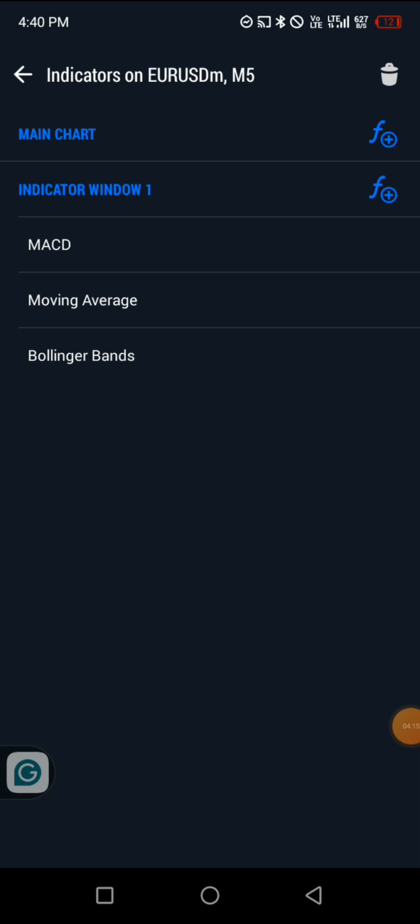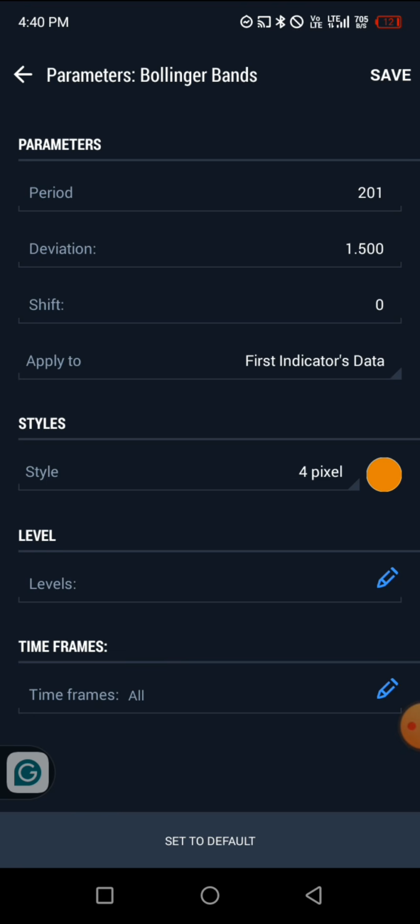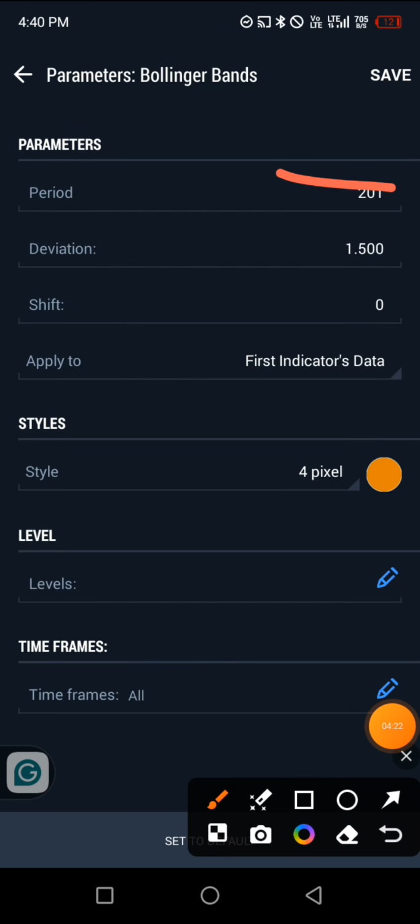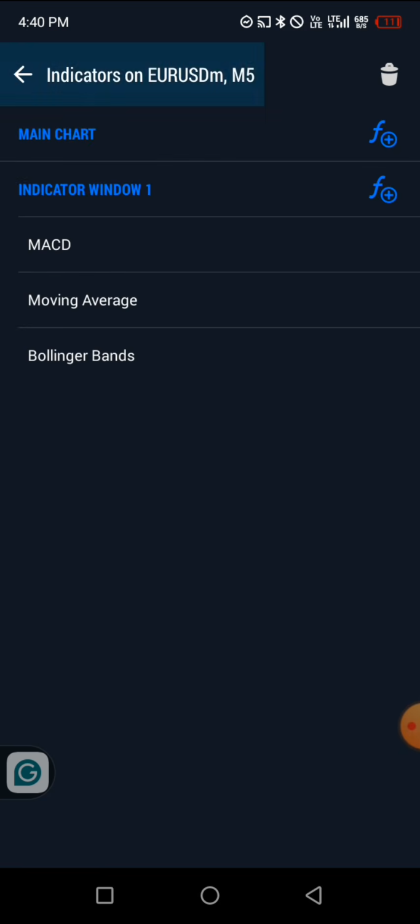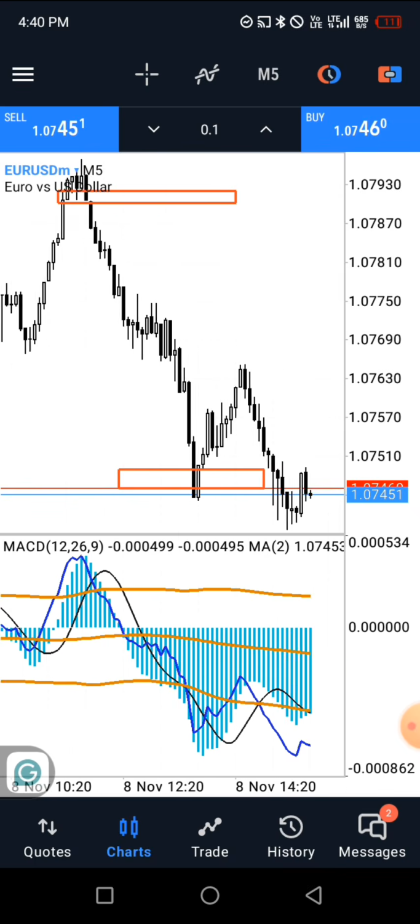Okay, so then you're going to add the last indicator, which is going to be your Bollinger Band. In your Bollinger Band, your period is 200, your deviation is 1.500, your shift is 0. You're applying it to first indicators data. In your style, you have 4 pixel, you have color yellow, and leave your levels blank and leave your time frame to all time frame. As soon as you have all of this set up, you click on save. Okay, click on save. You're going to have this indicator in your chart.